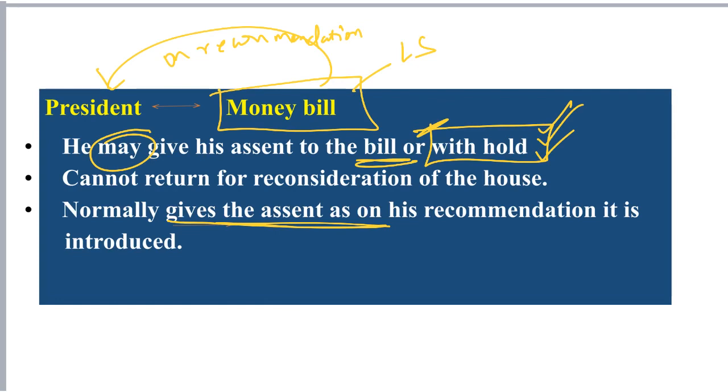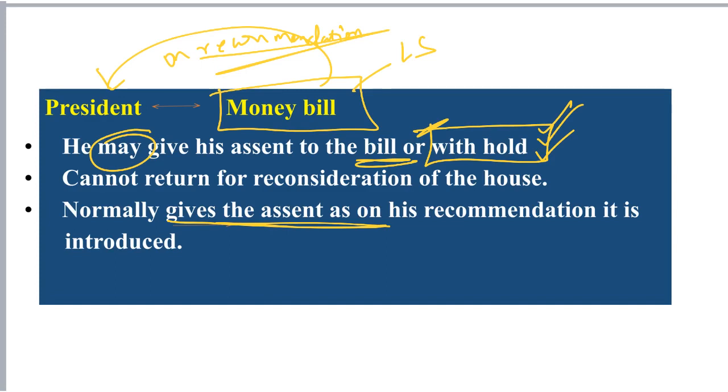But the Constitution is silent on for how many days the President can withhold this money bill, or what other kinds of provisions the President can use. Yet usually he does not withhold the bill, because it is being introduced in the Lok Sabha only on his recommendation. So usually he does not withhold it.